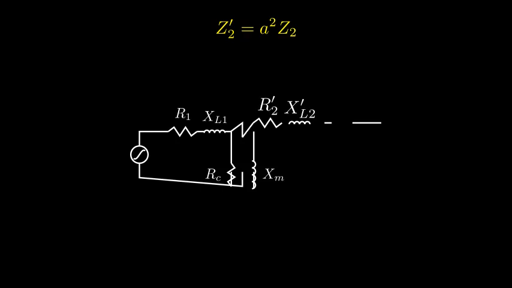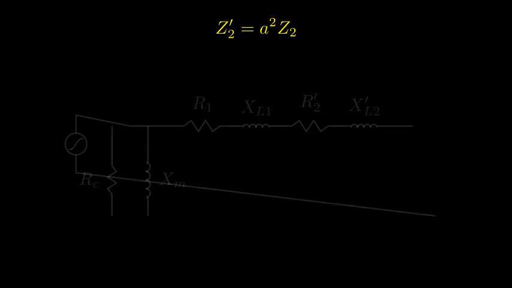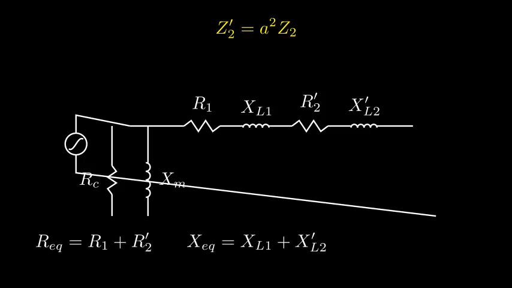If we rearrange the equations, we find something remarkable. The referred impedance is equal to the original secondary impedance multiplied by the turns ratio squared. This A squared rule is our key. And with that, the ideal transformer vanishes. We are left with a standard electrical circuit entirely on the primary side. We can even combine the series resistors and reactances into equivalents. This is the exact equivalent circuit of a transformer.